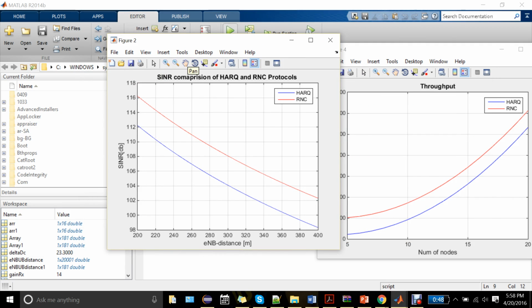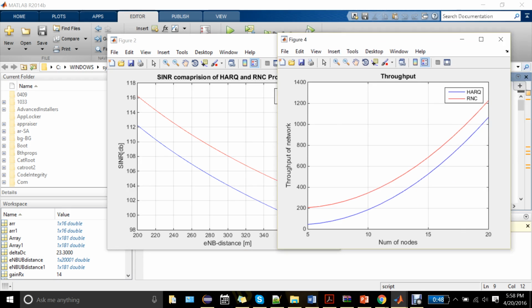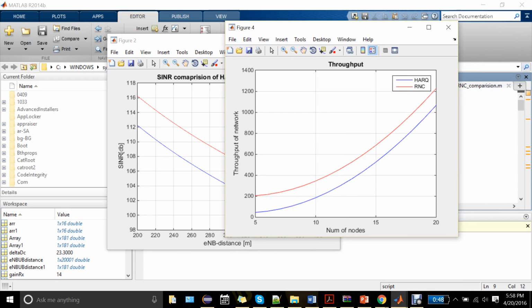This is the SINR plot for the HARQ protocol and RNC protocol. We can see that RNC has a better SINR over HARQ. This is the throughput for the RNC protocol as well as the HARQ protocol. You can see that the throughput of RNC is higher than the throughput of HARQ even with the increase in the number of nodes. So we can say that the RNC protocol is better than the HARQ protocol because of the introduction of the MAC RNC sublayer.